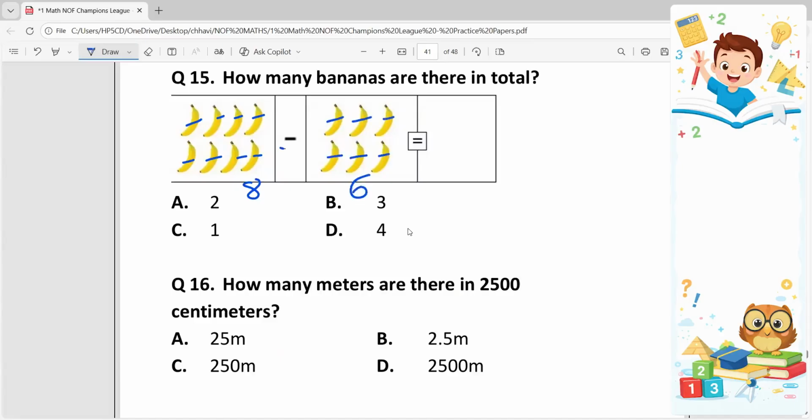So we have to pay attention to whether it is subtraction or addition. Now they have given us to minus it, and then we have to find the total of it. Means we have to see the actual answer. So 8 minus 6 is 2. So our correct answer is 2 and it is at option number A. So the answer to the 15th one is A.